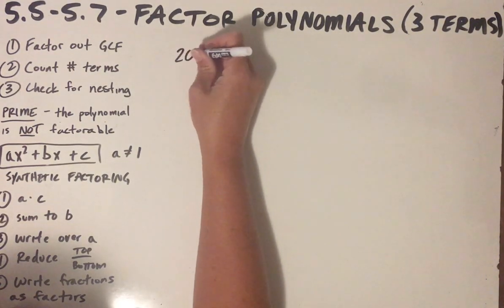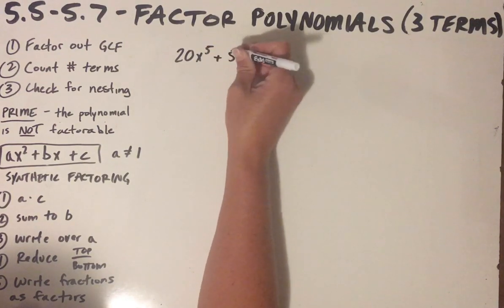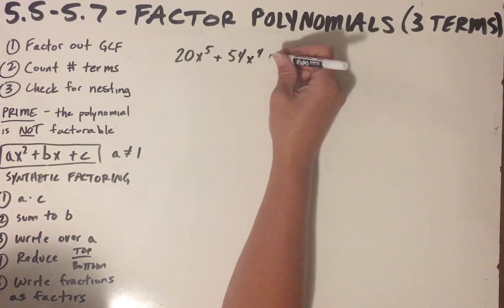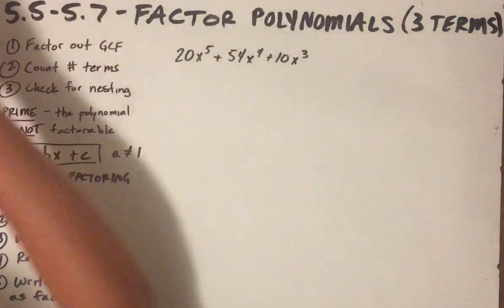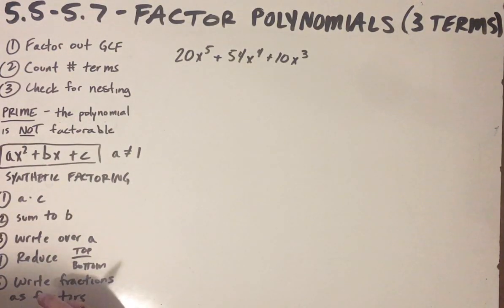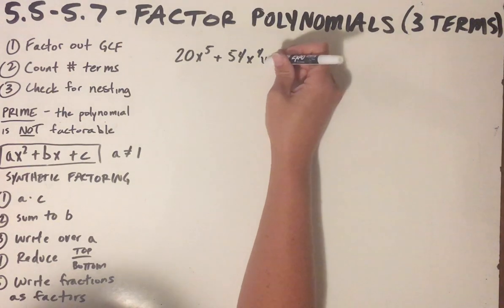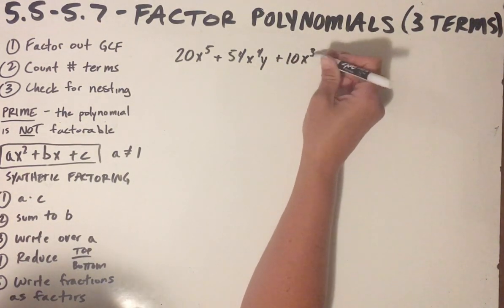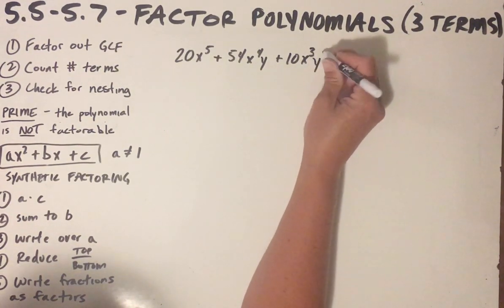So let's do 20x to the 5th plus 54x to the 4th y plus a 10x cubed y squared.